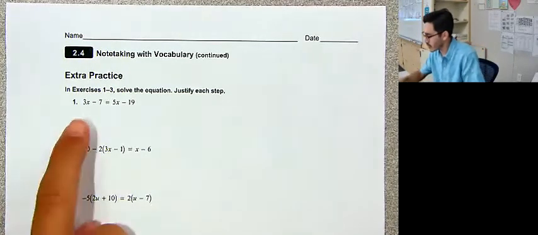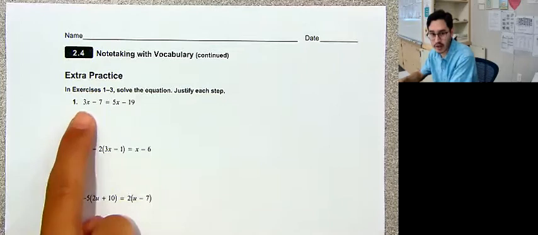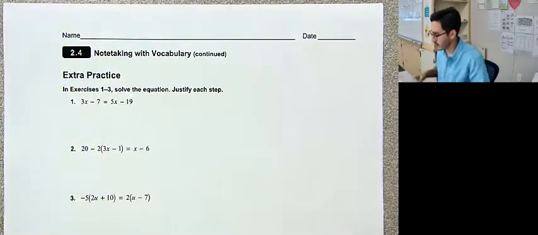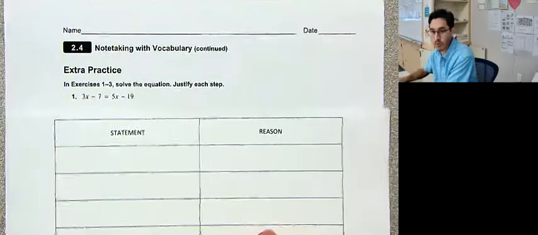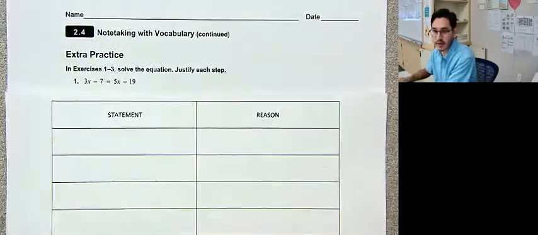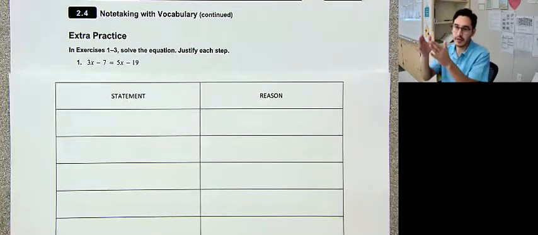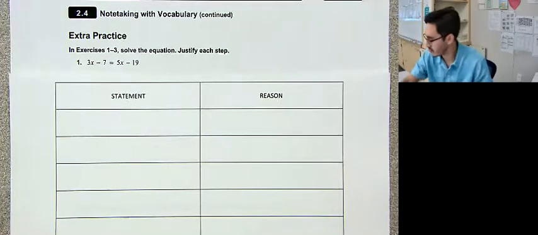All right. So question number 1 has this equation, and we want to solve it and, of course, justify our steps. So here's what a proof is going to look like as we head into geometry. It's going to be what we call a 2-column proof or a T-chart. On the left-hand side, we'll have a bunch of statements, and on the right-hand side, we'll have the justification or the reasons.